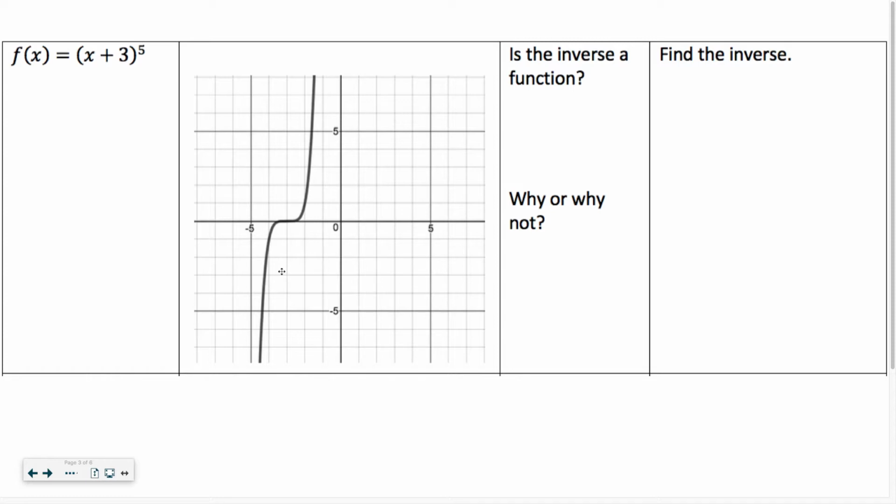Nothing changes from yesterday about how you start writing an inverse, right? The rule is still the same.